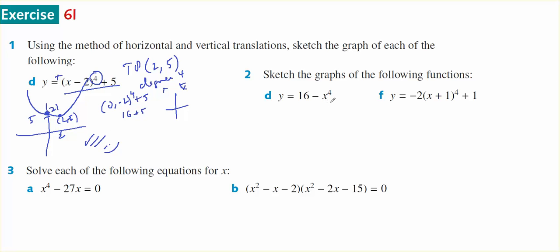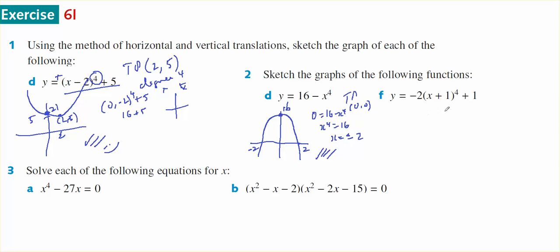This one here is going to have turning point at (0, 0), and it's going to be upside down. So it's going to look like this. We're going to go up to 16. And to find the x-intercept, 0 equals 16 minus x to the 4. x to the 4 equals 16. So x equals plus or minus the 4th root of 16, which is 2.